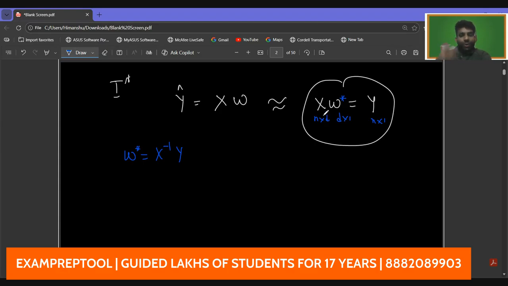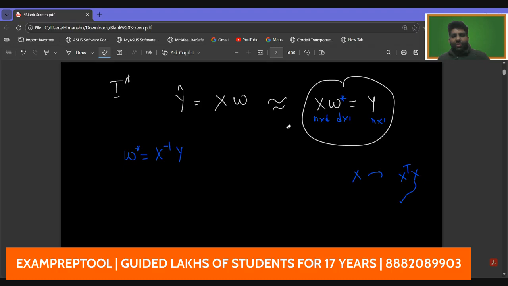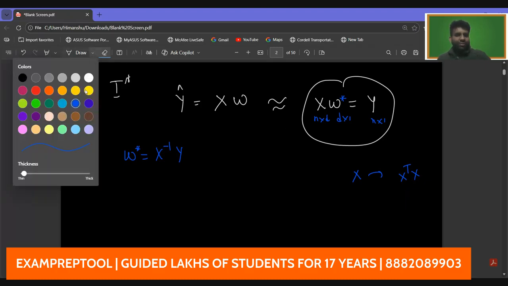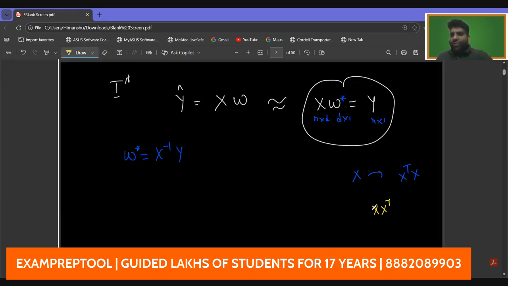Now, how do we convert a rectangular matrix to a square matrix? Can we do something about this? So if you know that my X is a rectangular matrix, I can create something with the help of X itself. I can create two kinds of square matrices. One can be X transpose X, the other would be X into X transpose. So both you'll find are going to be your square matrices.